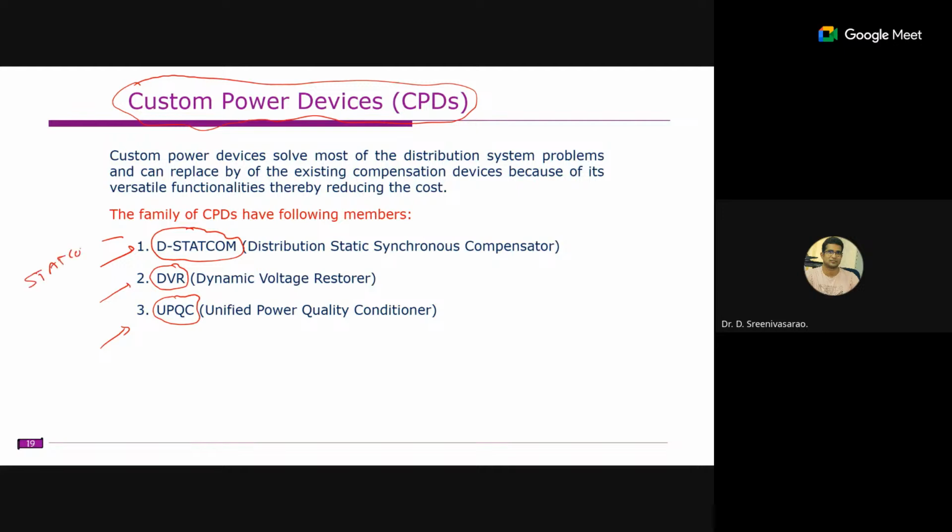In the case of FACTS, the DStatCom is similar to the StatCom, the DVR is similar to the SSSC, and the UPQC is similar to the UPFC, the Unified Power Flow Controller. The circuit is the same. DStatCom and StatCom, DVR and SSSC, UPQC and UPFC are the same circuit-wise, but their objectives, control, and point of connection are all different. The power circuit remains the same.